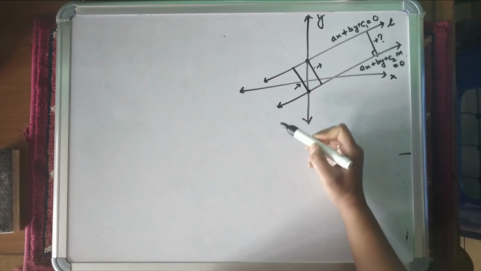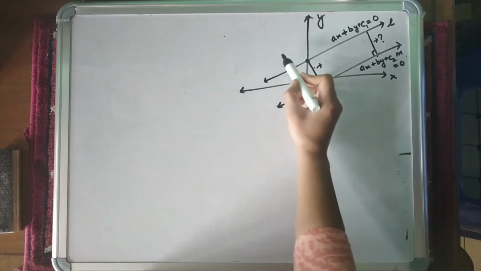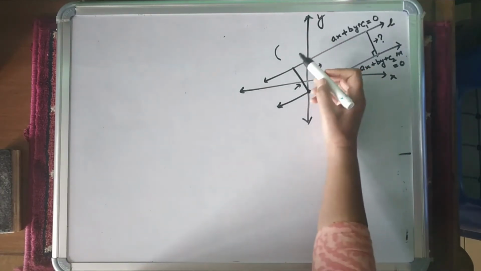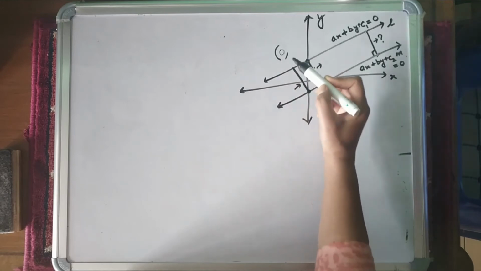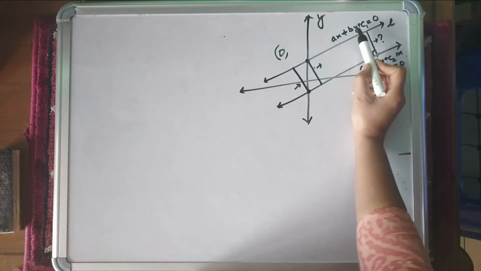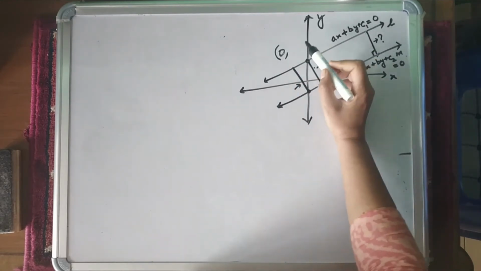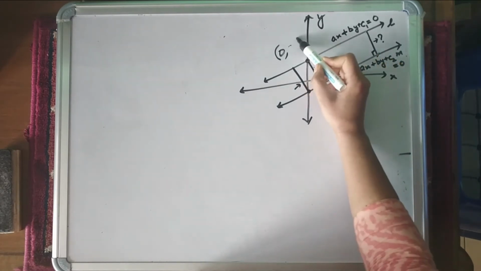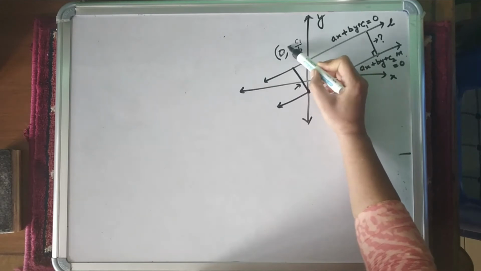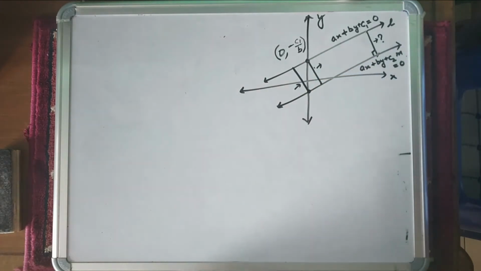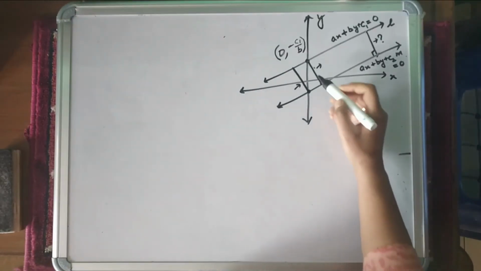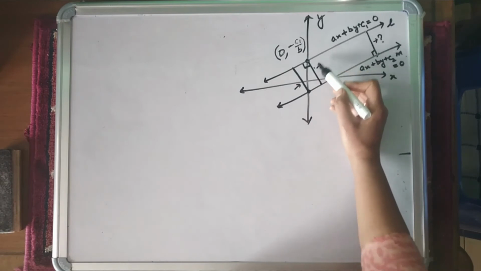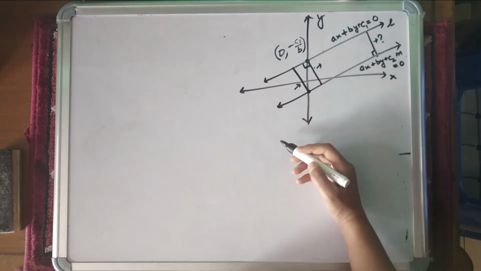What are the coordinates of this point? The x coordinate is 0 because it is on the y-axis. And what is the y coordinate? When x is 0, y is going to be minus c1 over b. Now I have the coordinate for this, and this line is perpendicular to this.